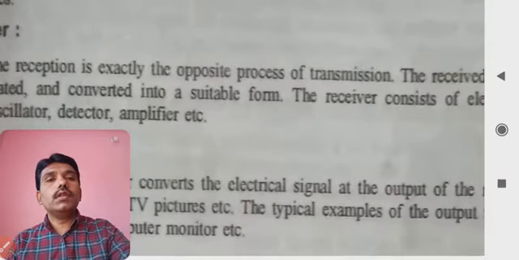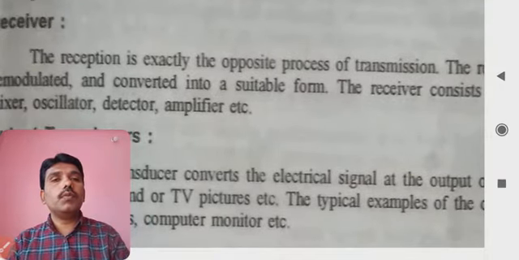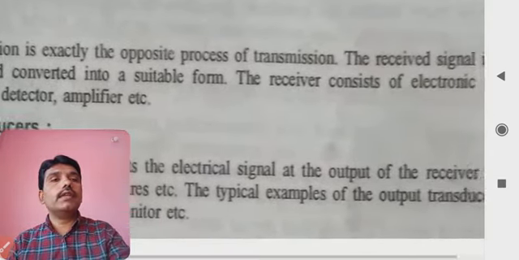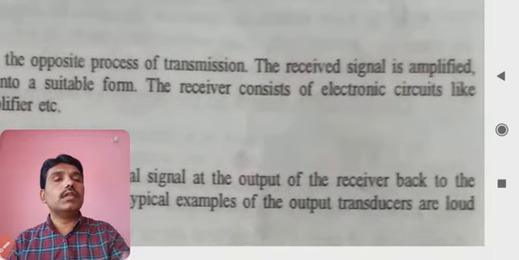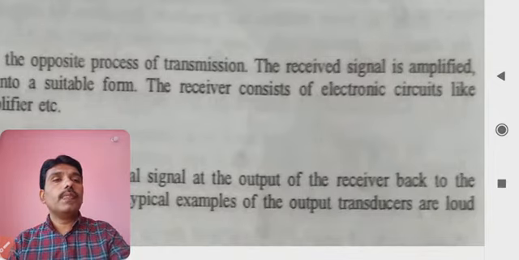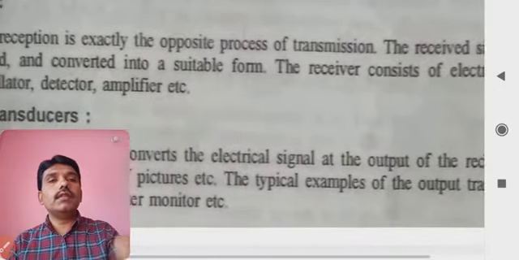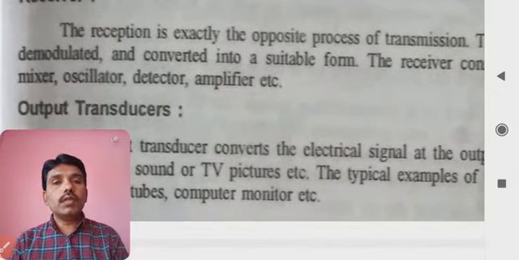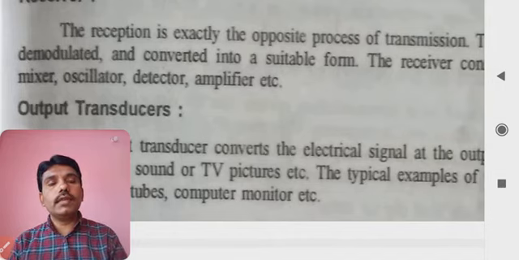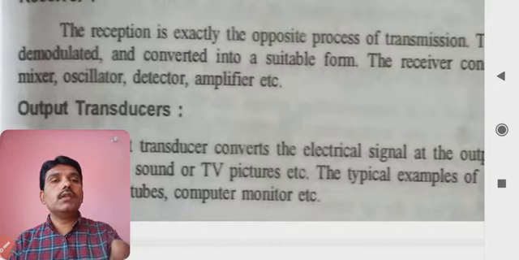The last point is the receiver, where reception is exactly the opposite process of transmission, and it receives through the antenna. Radio is one example that receives the signals, and we can run a particular channel. The received signals are very weak and should be amplified. The received signal is modulated and not suitable for us, so we have to demodulate it. The receiver demodulates and amplifies that signal into a suitable form.